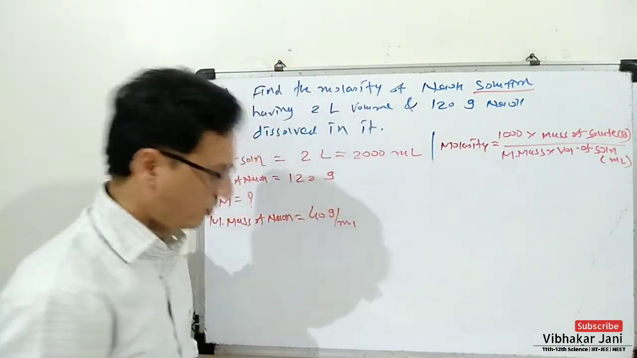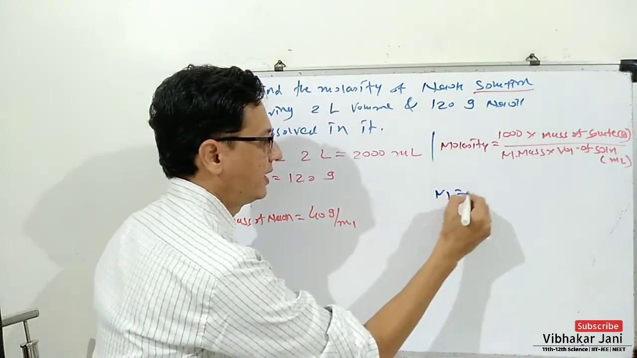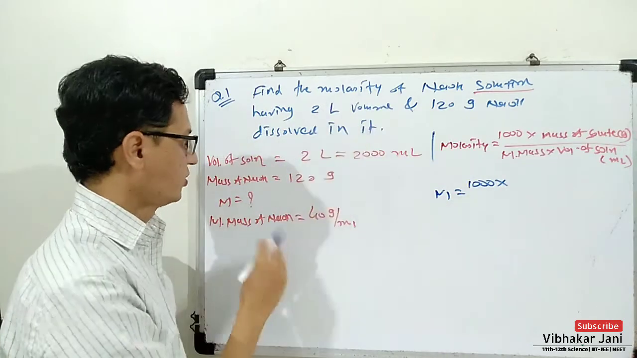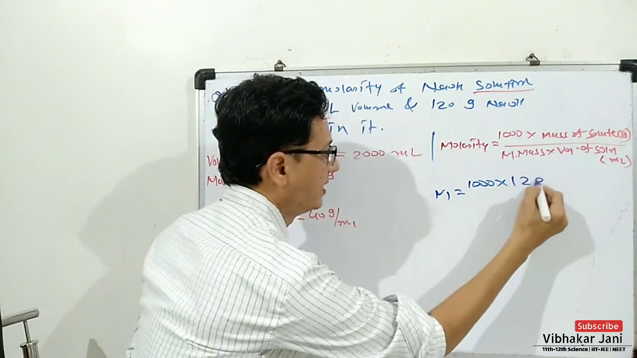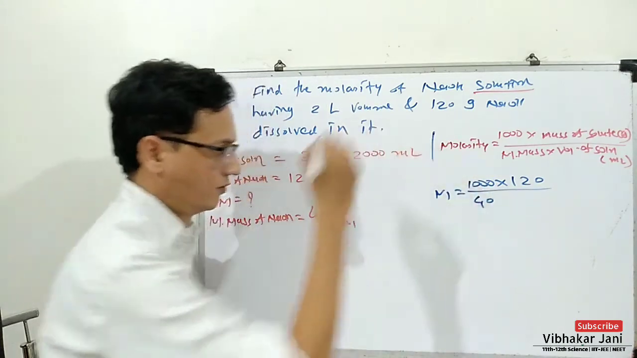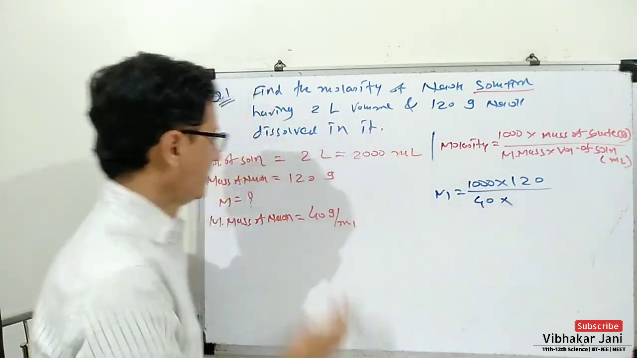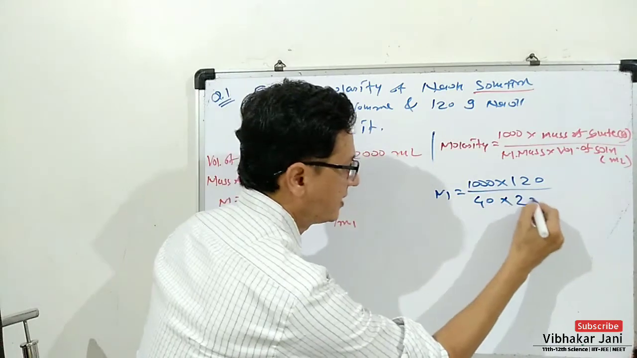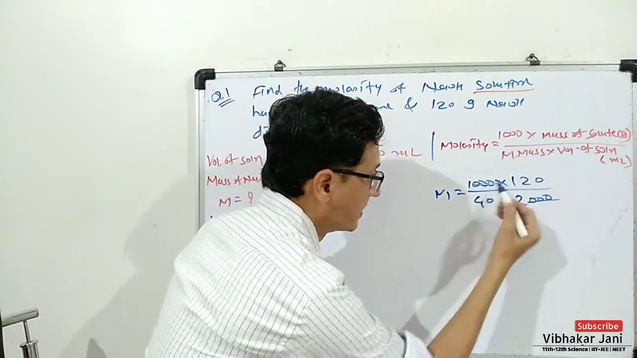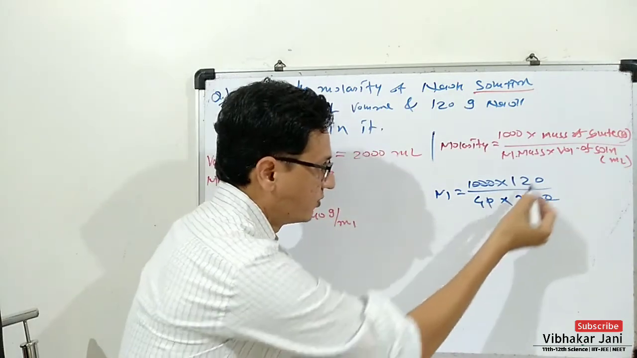So if we put all these values, then we will get molarity is equal to 1000 as it is. Mass of solute, that is 120, divided by molecular mass, that is 40, multiplied by volume of solution in milliliter, that is 2000. Now these zeros will be cancelled. This 0 will also be cancelled.